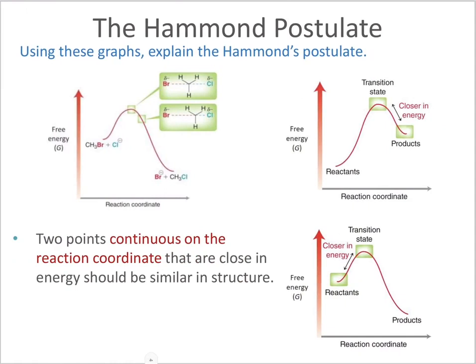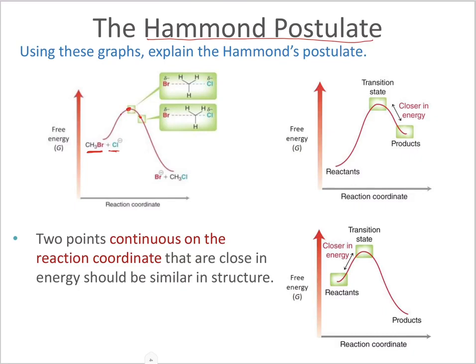Now, let us look at the Hammond postulate and how it helps us to predict the structure of the transition state. Here we have methyl bromide reacting with chloride. This reaction takes place in one step because we do not have an intermediate, but we have a transition state. And we actually have different transition states. We could have another position there, another one there. They all occur closer to the maximum.